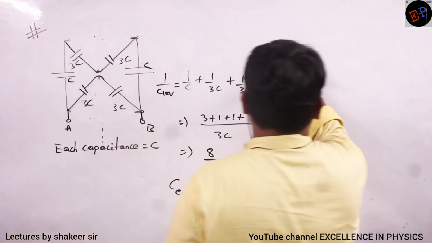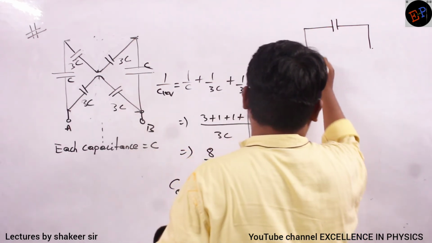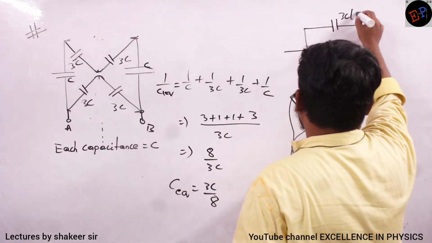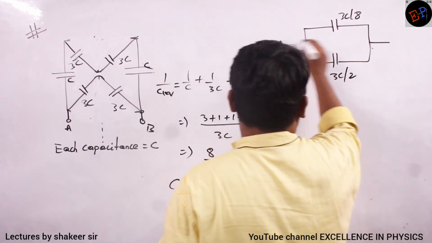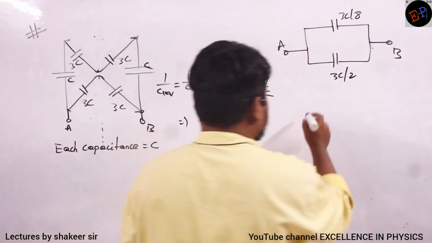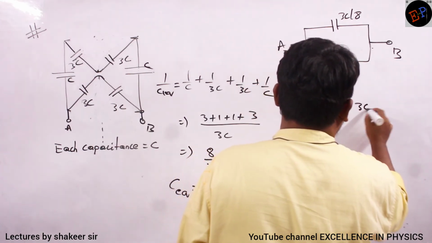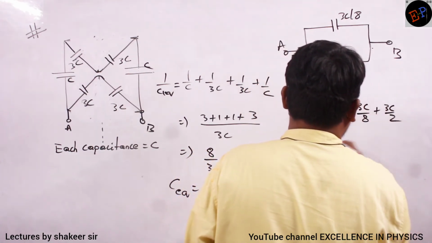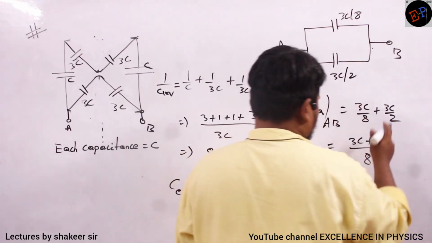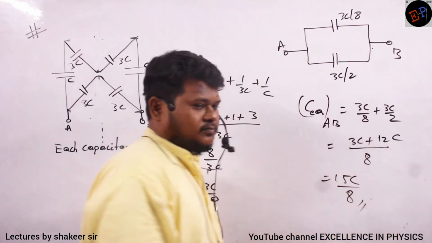So therefore how can I draw this circuit? There is only one such capacitor. And instead of 3C and 3C, I can write 3C by 2, no, ma? 3C by 2, because they are connected in which connection? Series connection. So this is terminal A and this is my terminal B. Now these two capacitors are connected in parallel connection. So just add them. So the equivalent capacitance between A and B is how much? It is 3C by 8 plus 3C by 2. So if you take the LCM as 8, then it is 3C plus 4, 4 3s are 12C. So how much is it? 15C by 8. And this is my answer.